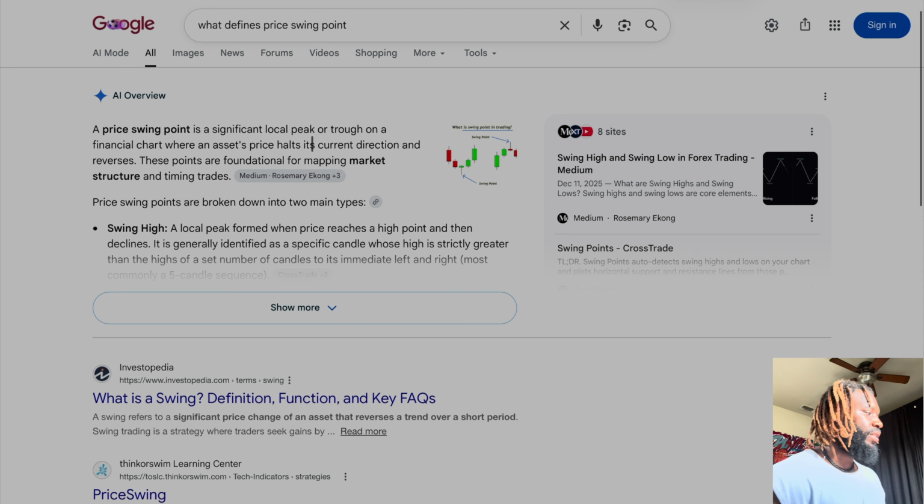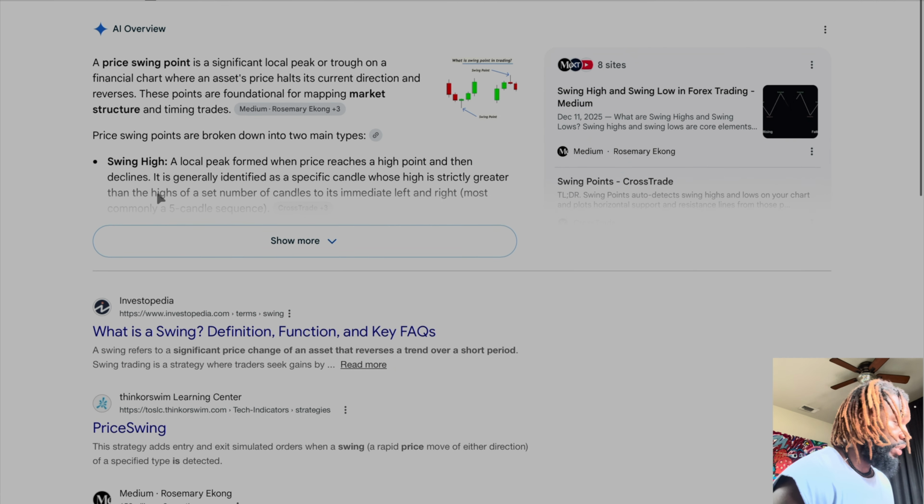So a price swing point is a significant local peak or trough on a financial chart where an asset's price halts its current direction and reverses. These points are foundational for mapping market structure and timing trades. Basically what I had just told you.